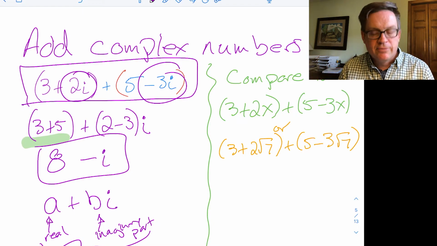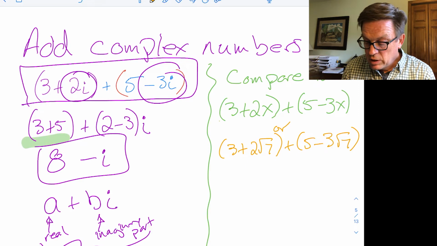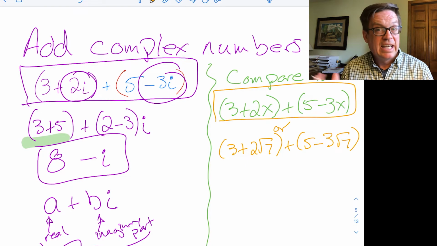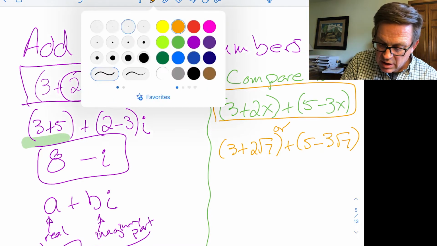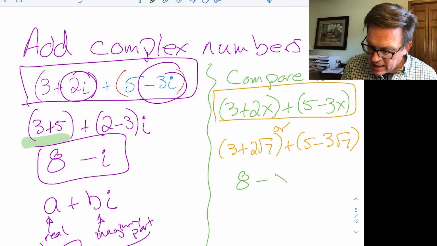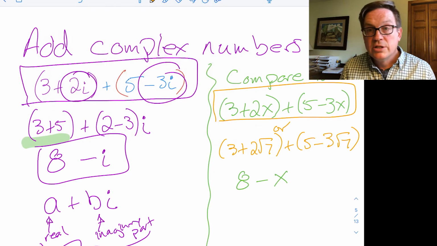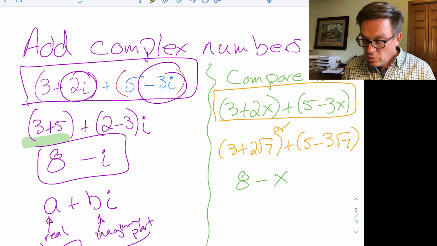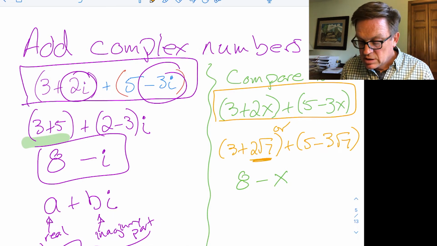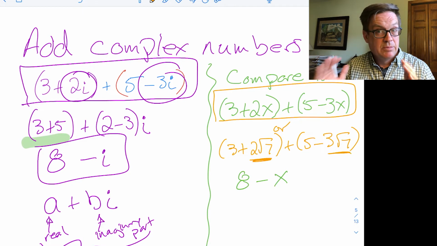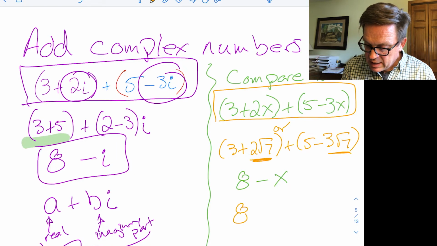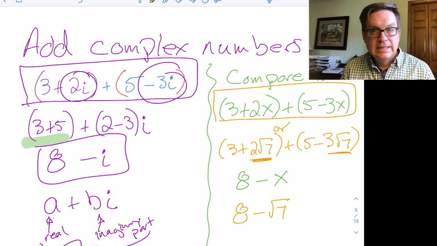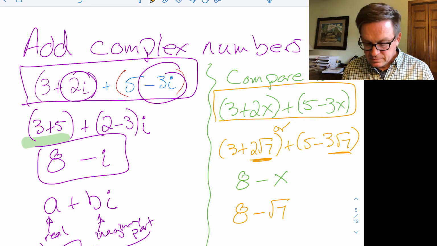And I want you to see it's no different than when we multiplied or added other types of expressions. We could add polynomials, and we would combine like terms. We'd combine the constants and we'd combine the x terms. And in this case, you'd get 8 minus x. Or in the orange, if we had things with square roots, we could combine the like terms, and we kind of think about this 2 square root of 7 and minus 3 square root of 7 as similar, so we could combine them, and we get 8 minus the square root of 7. It's the same idea, combining like terms when you're adding or subtracting complex numbers.